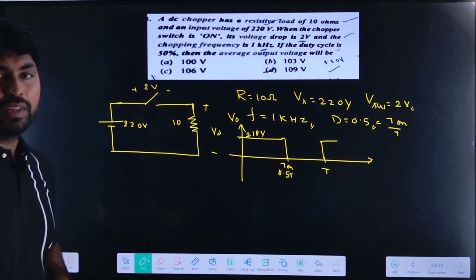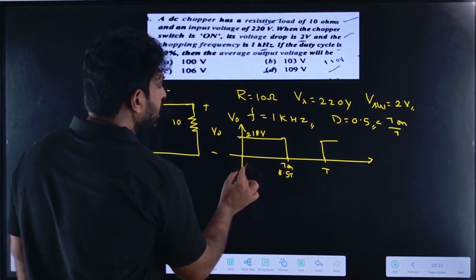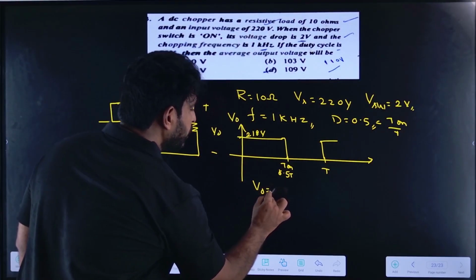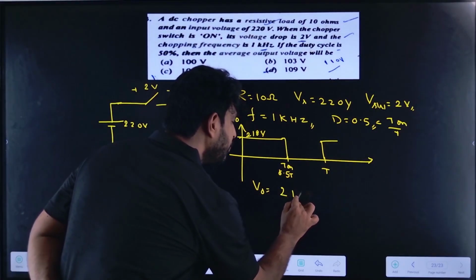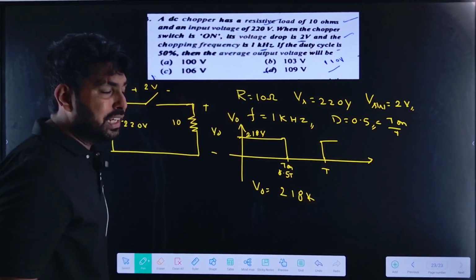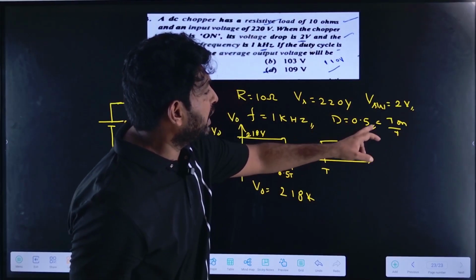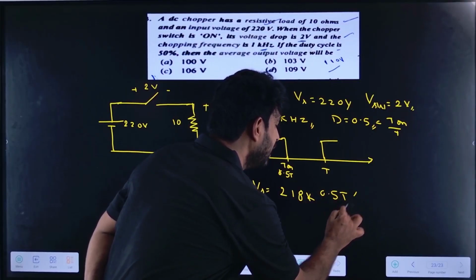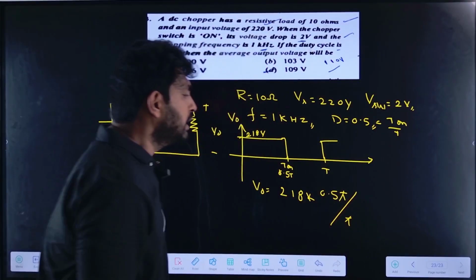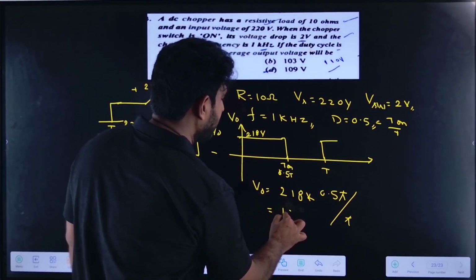So now we need to find the output voltage, which is equal to 218 into 0.5T. 0.5T is the T on, divided by total time. So 218 into 0.5, which is equal to 109.